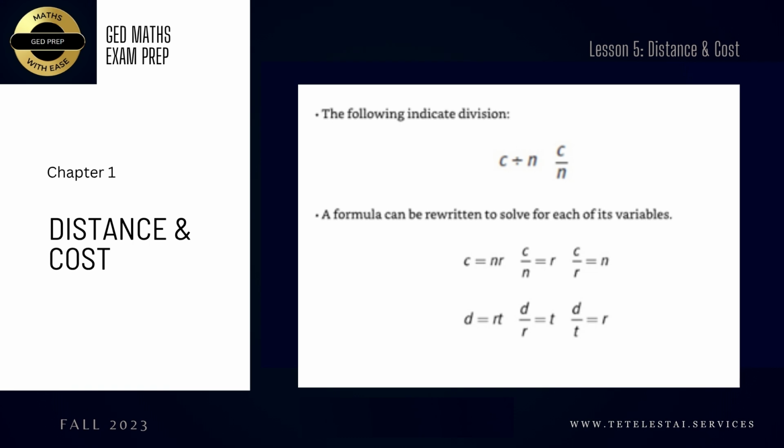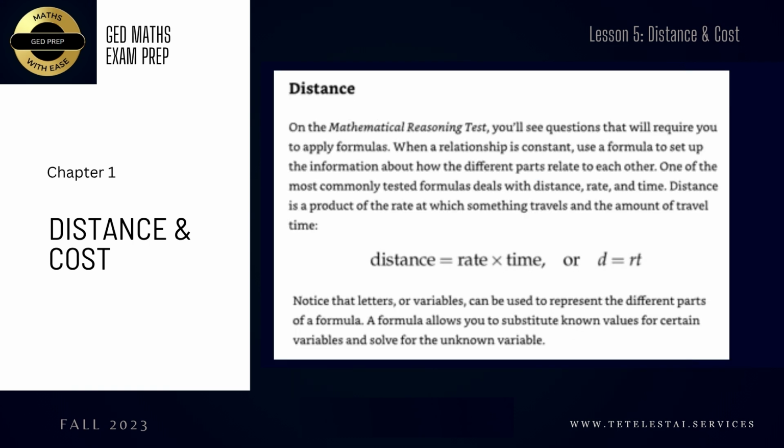I know it's a little bit hard. I wish I could write it out. I think it would be a lot easier. But let's look at some examples and it might make more sense, okay? So on the math reasoning test, you'll see questions that will require you to apply formulas. And when a relationship is constant, you use a formula to set up the information about how the different parts relate to each other, right?